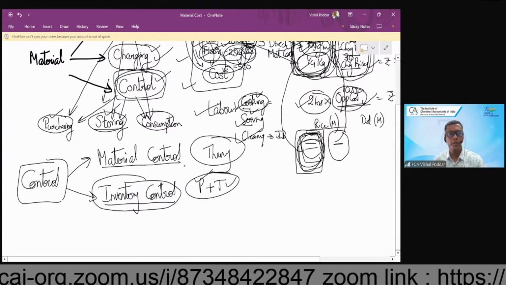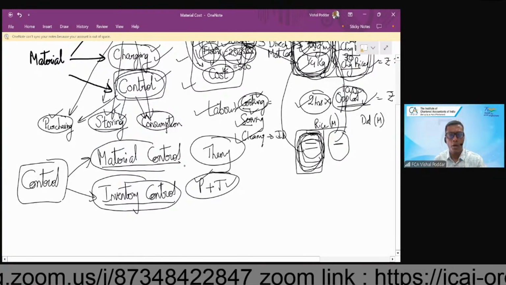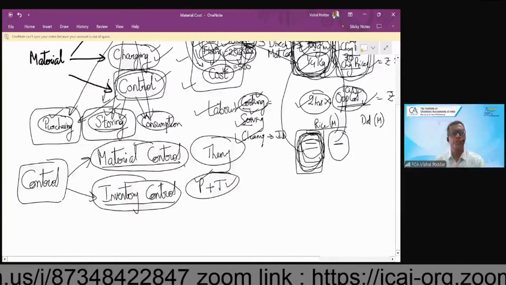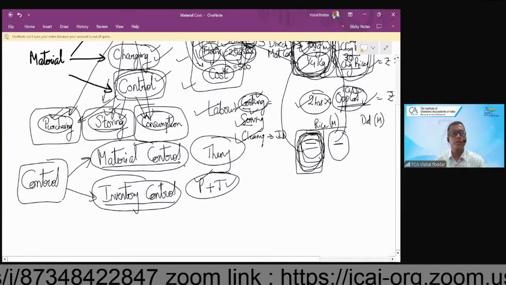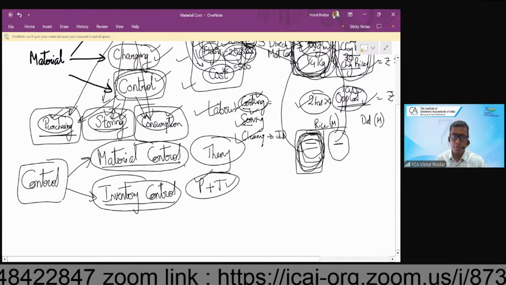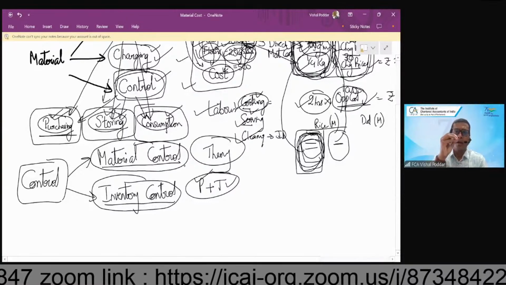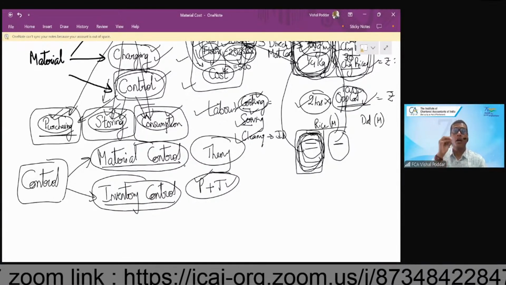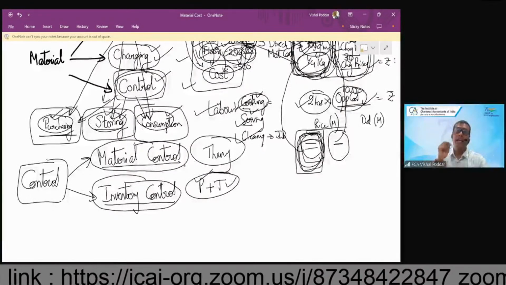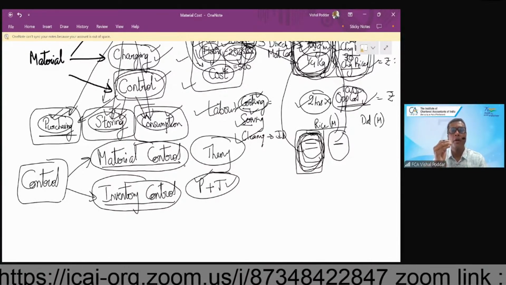Now, somebody will ask me, sir, what is the difference? The difference simply is, material control means controlling each of these functions: purchasing function, storing function, consumption function. Now you'll say, sir, what is the meaning of controlling the purchasing function? It means ensuring that you are making the right quantity of purchase, right quality of purchase, purchase at the right time, at the right price. See, when you do all these things right, automatically the cost will remain in control.